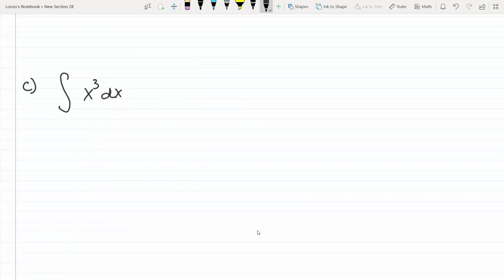C, integration of x cubed dx. So apply the power rule. It's old power plus 1, so that's 3 plus 1 over 4, plus c. So this can also be expressed as 1/4 x to the 4th plus c.